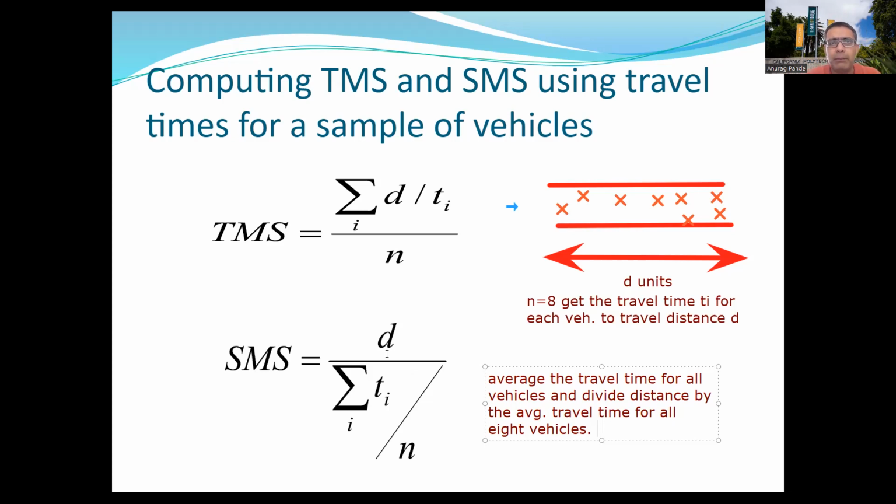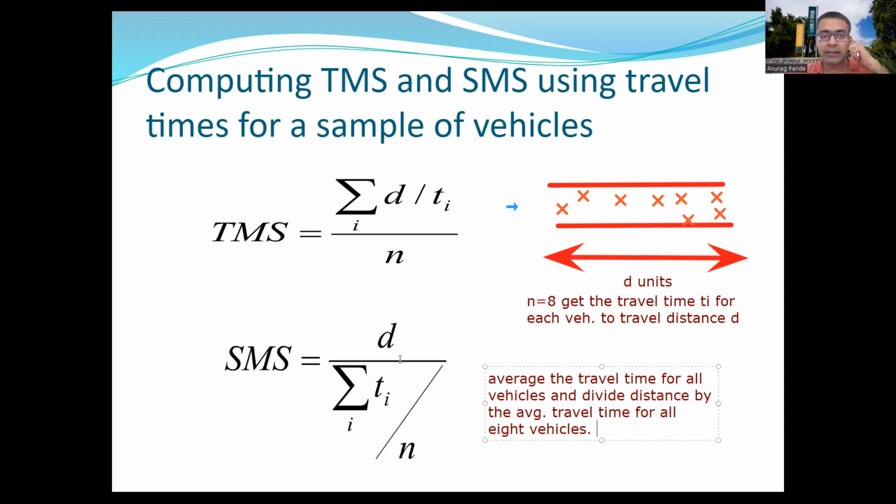I strongly recommend that you watch the video that is posted specifically on this topic on your Canvas, and I'm going to link that in the description of this video as well. I strongly recommend that you watch these videos to clarify this concept of time mean speed and space mean speed in your head. But the big idea is that in time mean speed, you get the speed first using travel time, you get the individual speed of vehicles, and then you average it out. But in space mean speed, you get the average travel time for all vehicles first, and then you divide distance by that average travel time to get the space mean speed.